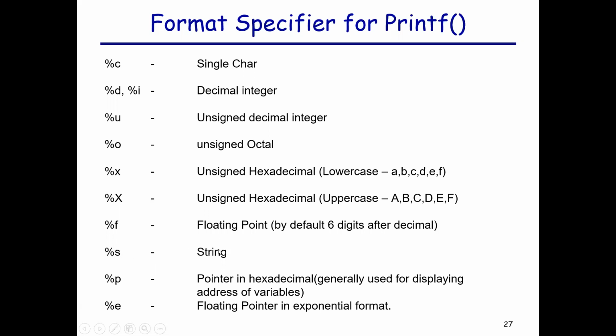So %s is used for the string, which we will study in the string chapter. %p is used for the pointer, which we will study in the pointer chapter. For the integer data, you can use either %d or %i. For the character, you can use %c.